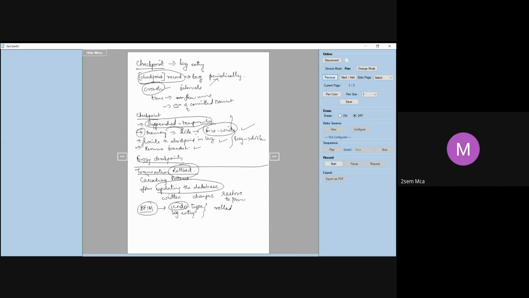Next, we will see what we mean by cascading rollback. I will take that up in the next class. We'll take up a couple of examples also and try to understand more about cascading rollback and transaction rollback. All right.